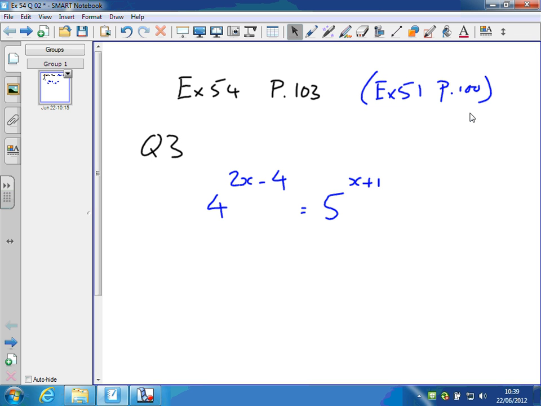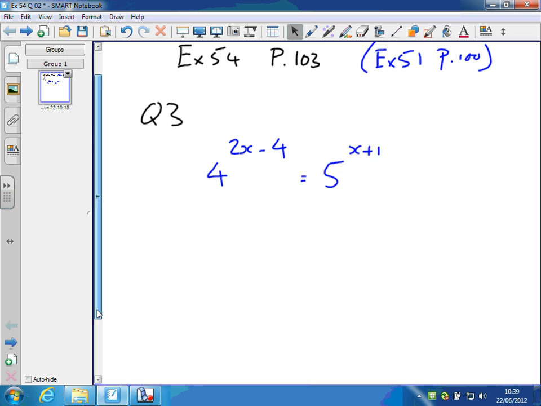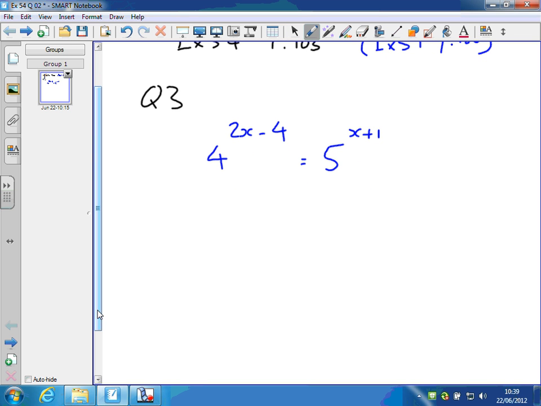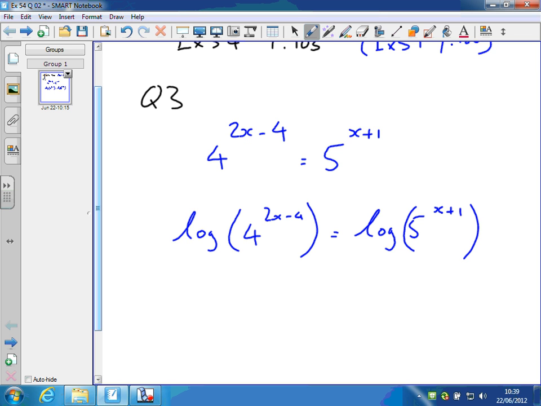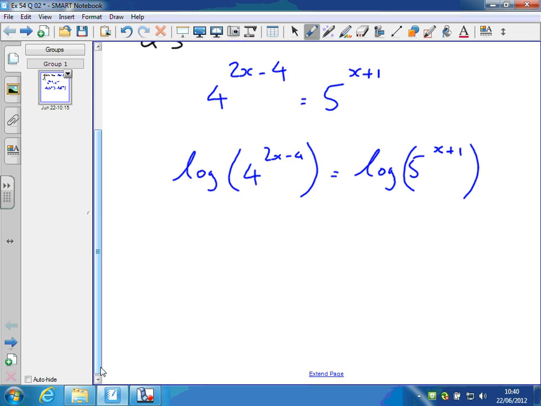This indicial equation can be solved using logarithms. It is an indicial equation because the x is in the power. So first step, take the logarithm of both sides. So logarithm of 4 to the power 2x minus 4 equals the logarithm of 5 to the power x plus 1. Which means that the power can come down and multiply.